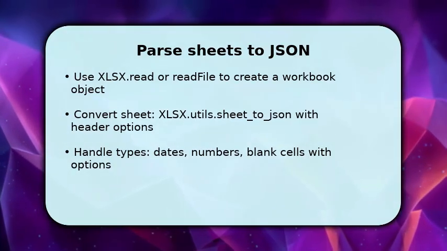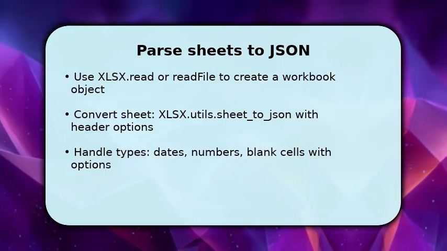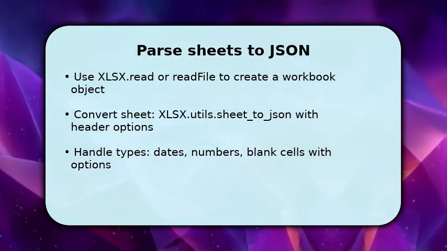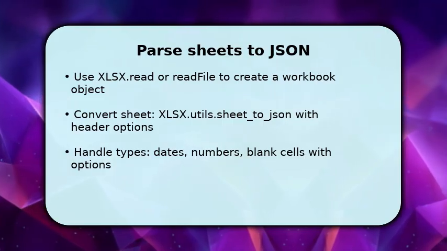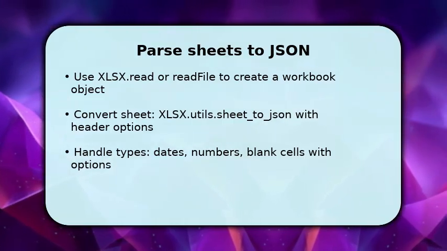Convert each row to your desired shape, rename keys, coerce numbers and booleans, or nest arrays for grouped fields. Make sure to aggregate multiple sheets into a single object or separate files, depending on your shape.